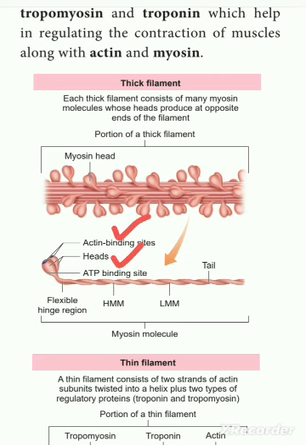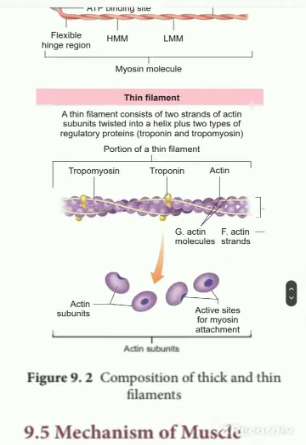Now the head part has the site for actin binding and ATP binding, and it also has the ATPase enzyme, which is needed for the splitting of the ATP, which is needed for the contraction of the muscle. So where the ATP is split up, and where the ATP and the actin binding site are, it is in the heavy meromyosin head part. Okay, the thin filament is composed of actin molecules.